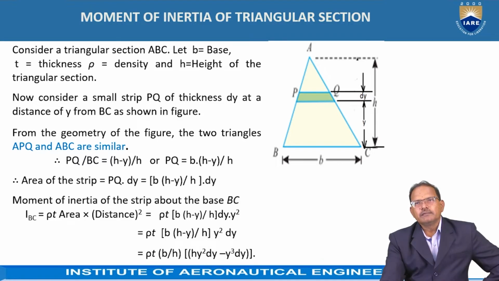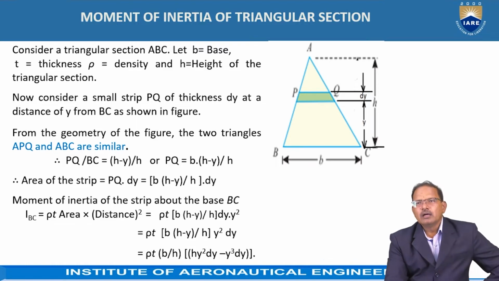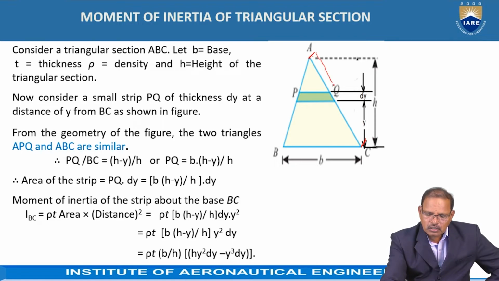Moment of inertia of a triangular section. Here consider a triangle having base equal to b and height equal to h, having uniform thickness as shown in the figure, which is represented here like this.